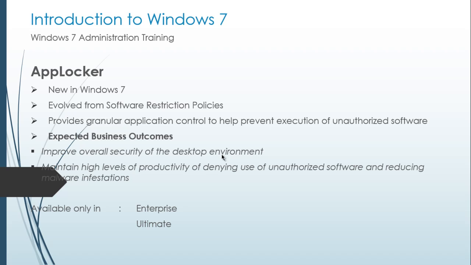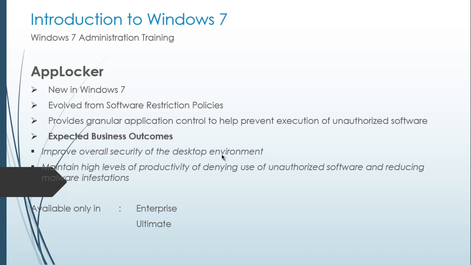And another cool thing is AppLocker. AppLocker is new in Windows 7, evolved from software restriction policies. So this has to do with software. It provides granular application control to help prevent execution of unauthorized software. You can have a restriction on your software policies. You can state that the following software is unauthorized as it has licensing issues and affects your productivity or your network. So using AppLocker, you can define all the software that you want to run in your organization.